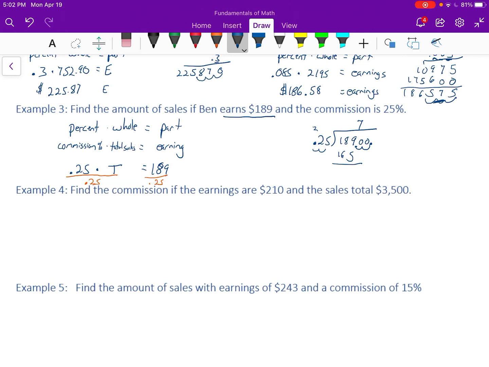I'm sorry, add the 3. Made a multiplying mistake there. So 7 times 5 is 35. So we put 5 and add the 3 here. 7 times 2 is 14 plus 3 is 17.